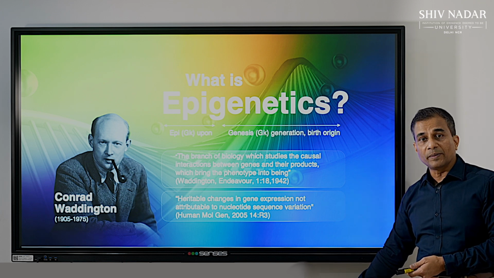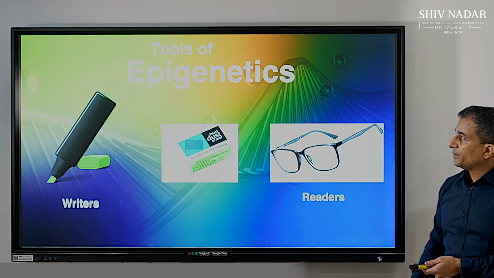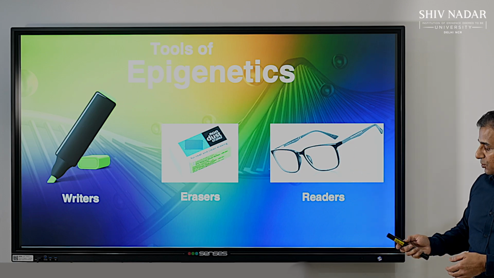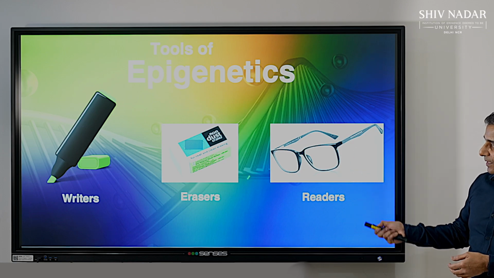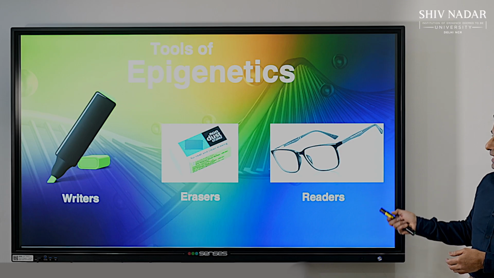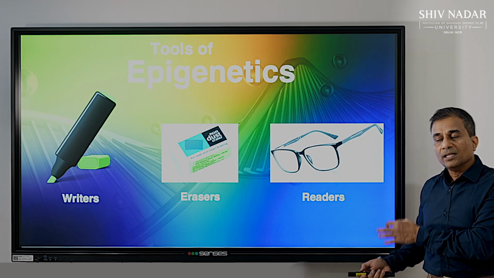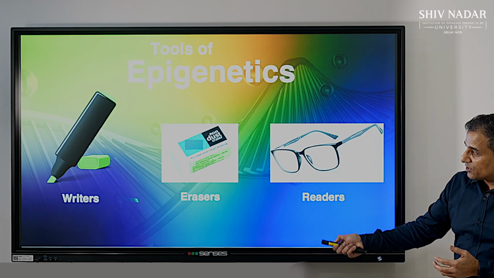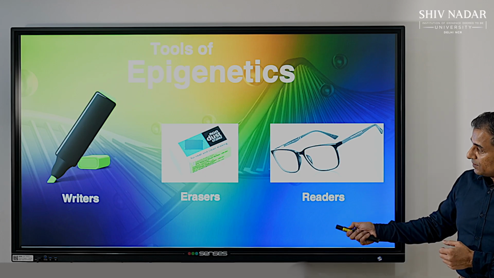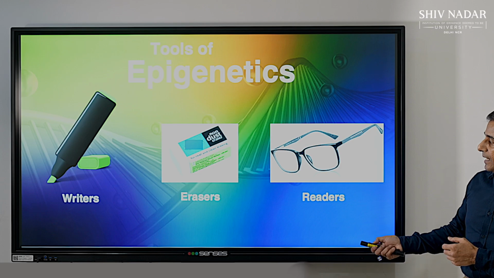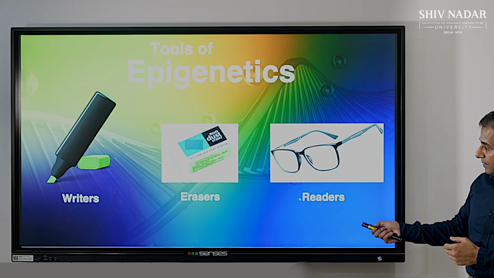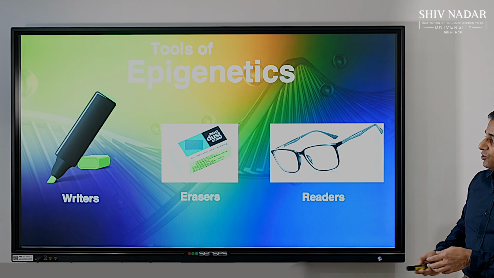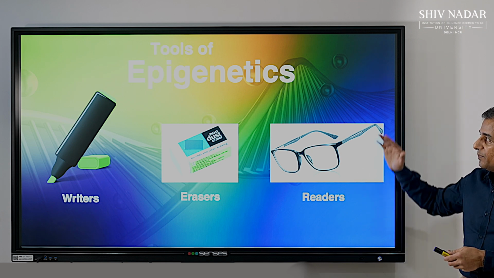There are tools of epigenetics. There are three tools of epigenetics, and these are quite simply categorized as in the images you see here. There are writers, there are erasers, and there are readers, which enable exactly what these words mean. There is a set of tools which are enzymes or protein molecules which can write the epigenetic code or the information. There are proteins which erase that information, and there are proteins that allow reading of that information that writers have added onto DNA or proteins. Essentially these three tool sets are what epigenetics is about.